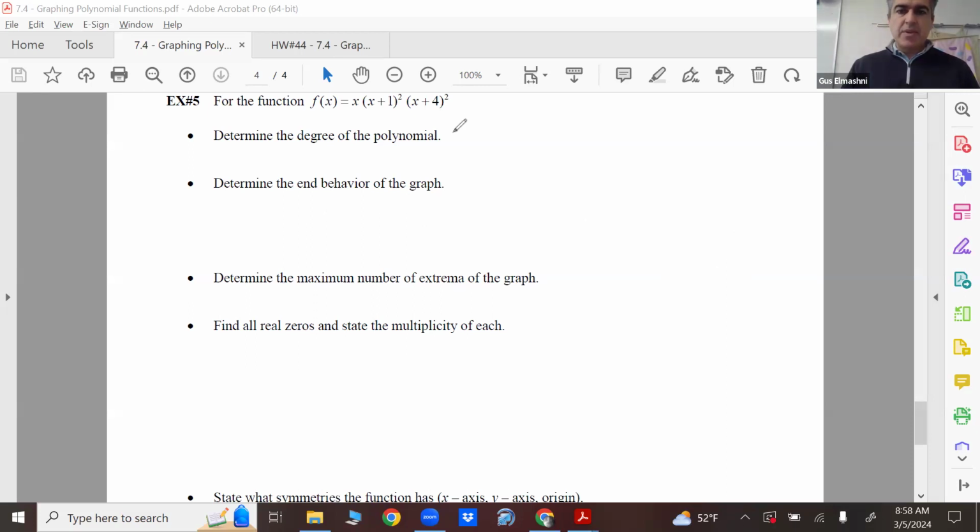the degree is 7. Sorry, degree is 5. The end behavior. What's your leading term, guys? It's not 7. No, sorry, it's 5. Yes, I know this. Leading term is 1x to the 5th, right? 1 times x to the 5th power, or just x to the 5th power. The end behavior is going to look like this.